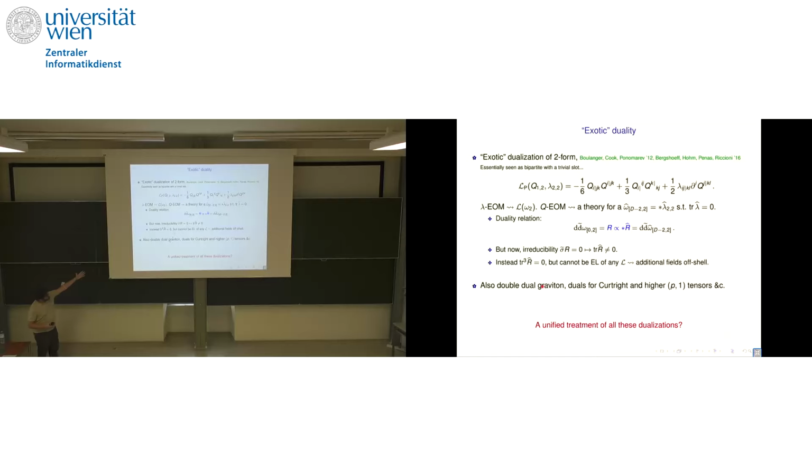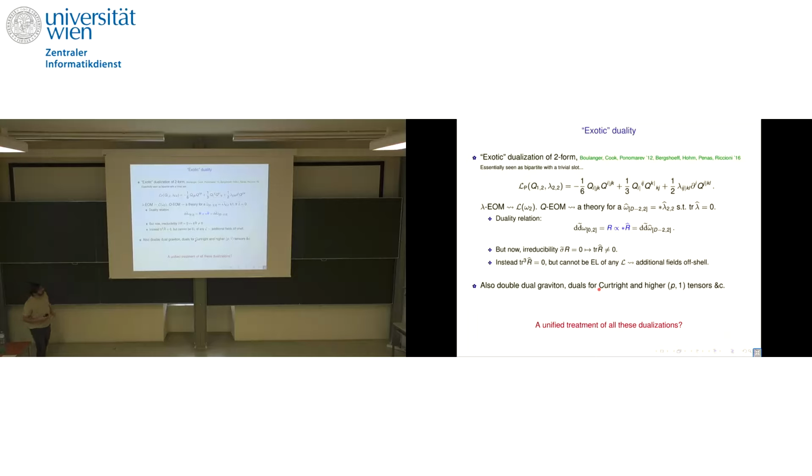One can do the same thing for the double dual graviton. This means dualizing the graviton, which is (1,1), to a (d-3, d-3) mixed symmetry tensor. You can do it for the Curtright field. You can dualize the (2,1), and actually in two different ways, right? Because there is a duality on the first slot, on the second slot, or actually in three different ways, because you can do both. And you can do it for higher tensors like generalized gravitons and whatever.